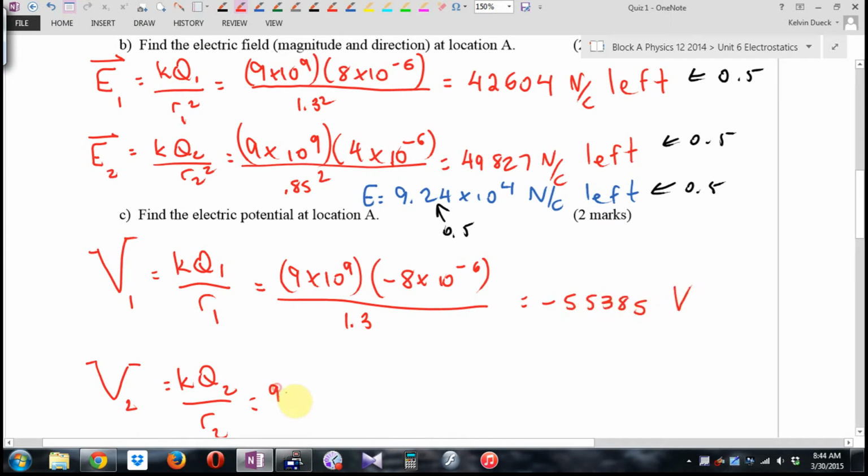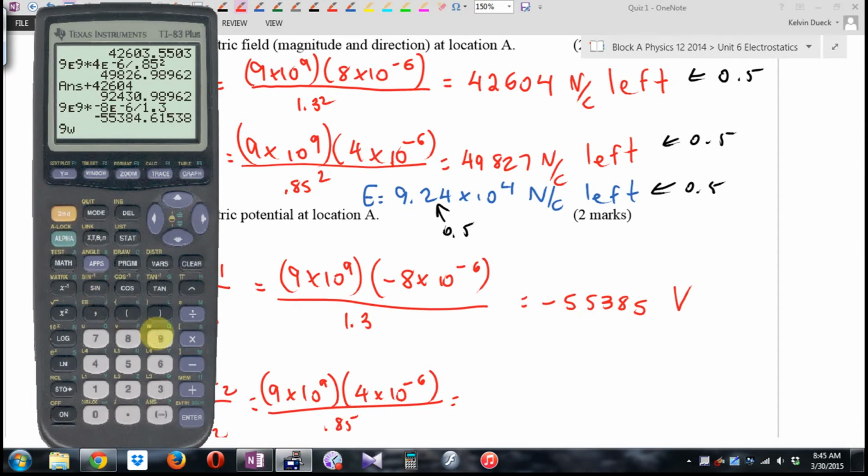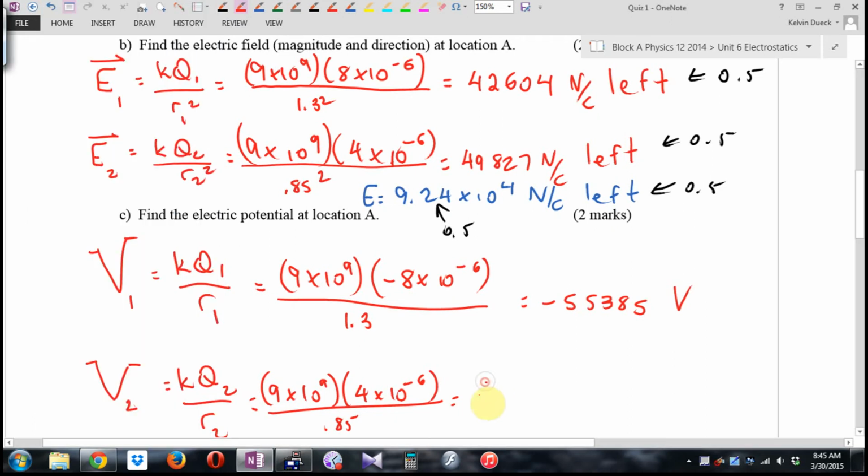On the right-hand side, we have 9 times 10 to the 9th. Positive for, you can switch back now, Michael, all over 0.85. Yeah, I made it fairly difficult to do. Oh, wait a minute, Mr. Dueck. Let's be clever. Bring back the same thing here. Delete the negative, put a 4 there. 0.85, that's less typing. 42,353.